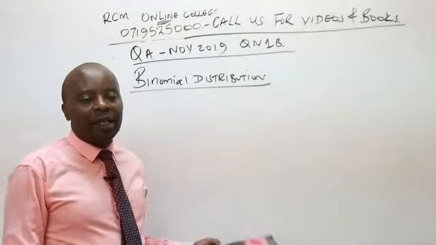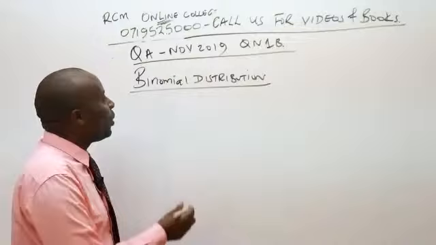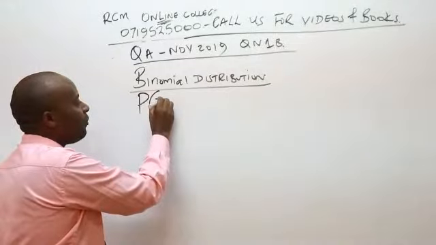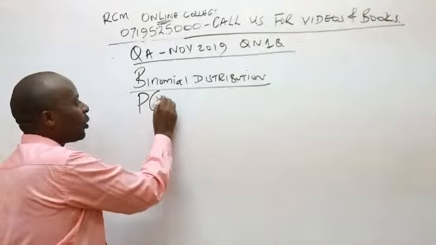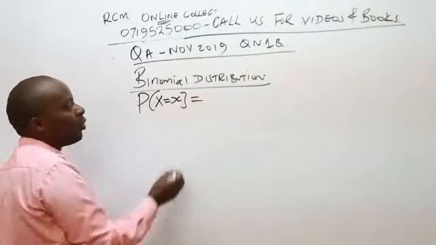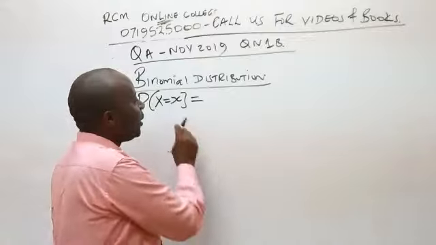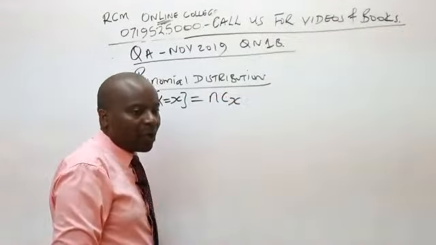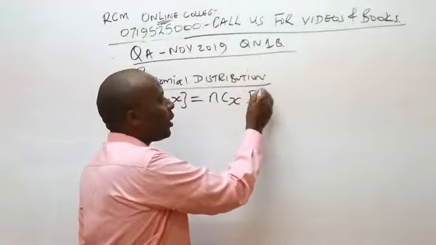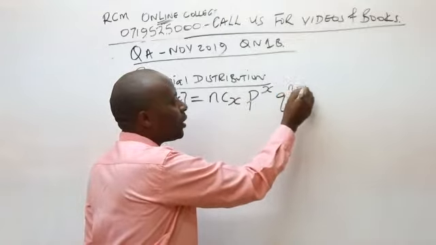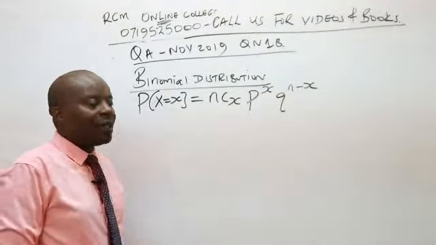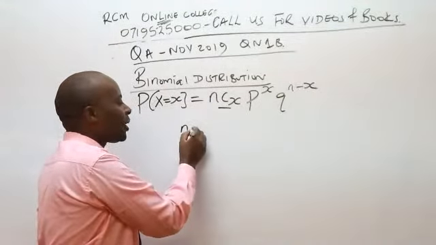It's a Bernoulli distribution. And if it's a Bernoulli distribution, ladies and gentlemen, there is a formula. Probability of capital X being equal to small x will be equal to what here, somebody? This will be equal to n combinations x, p raised to x, q raised to n minus x, like that.